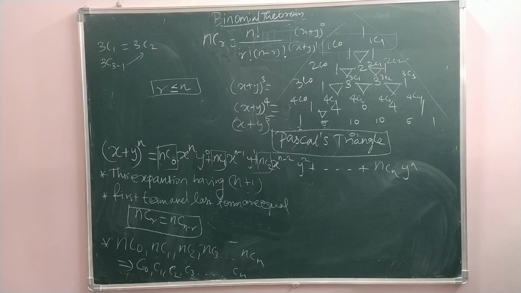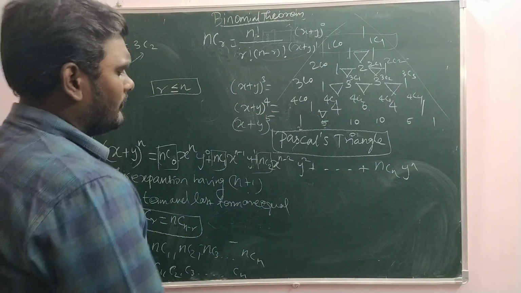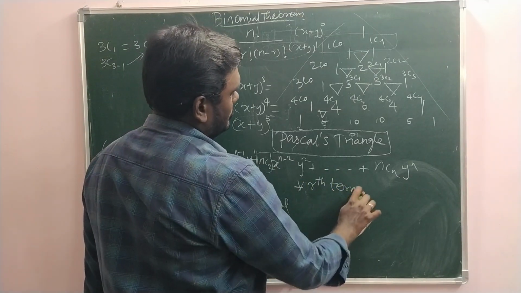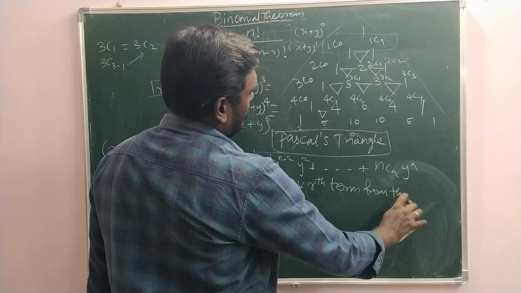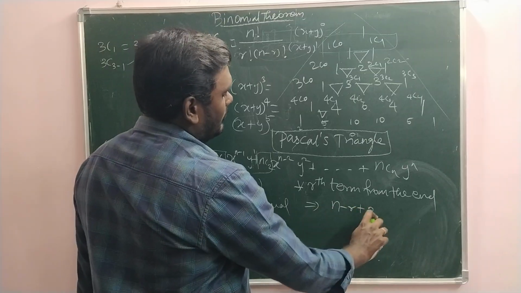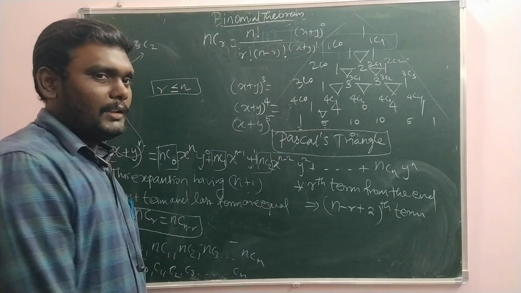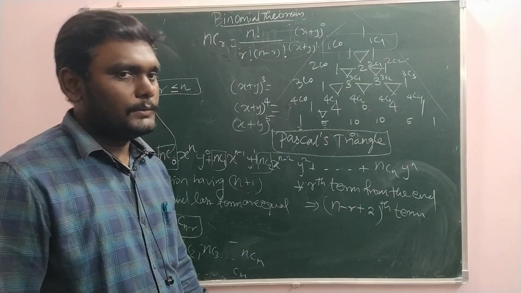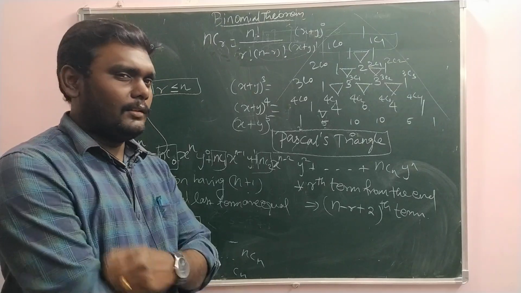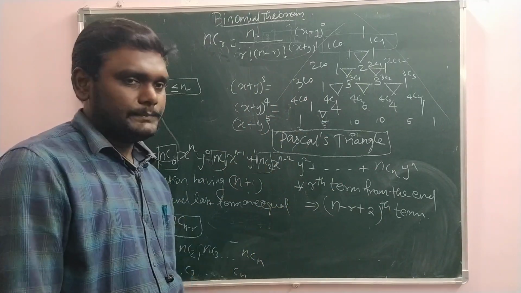And the rth term from the end is the (n minus r plus 2)th term from the beginning. Initially we are not using these formulas. In the next aim maybe it is very useful. After knowing the general term, we'll summarize all these things. By the time this formula is useful.